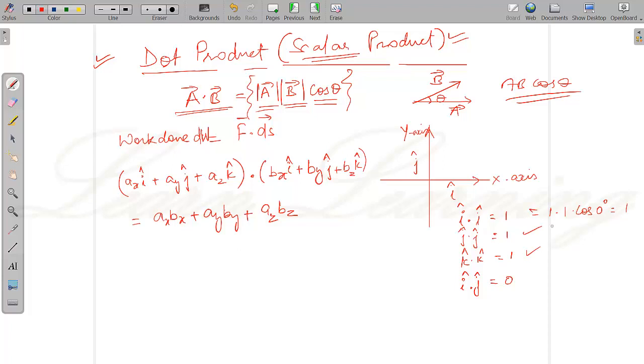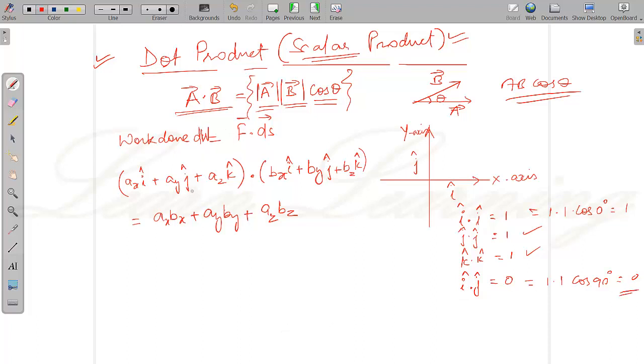What about if we change? What is I dot J? That is 1 times 1 times cos 90 degrees, which equals 0 because cos 90 is 0. So the dot product of two vectors perpendicular to each other will be 0.